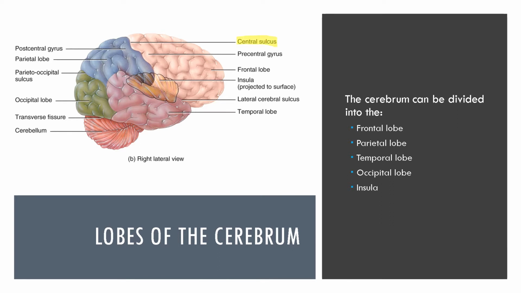The central sulcus here separates the frontal lobes from the parietal lobes. There's a major gyrus, the precentral gyrus, that's located immediately anterior to the central sulcus. This area actually contains the primary motor area, which we will see later. Another gyrus, the postcentral gyrus, is located immediately posterior to the central sulcus. This contains the primary somatosensory area of the cerebral cortex.